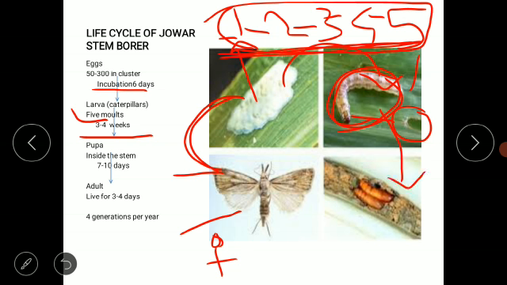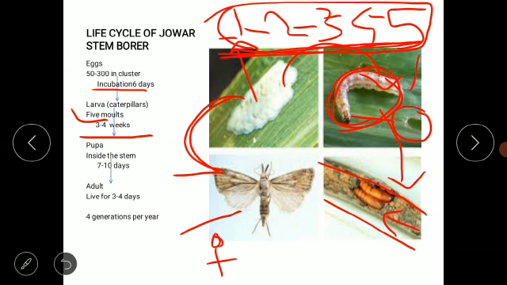This is known as the third stage, which we call the pupa. So pupation takes place inside the stem. See, this is the shoot. Inside that shoot, the larvae undergo the process of pupation. Here we are observing two pupae lying near to each other. The pupation lasts for 7 to 10 days.